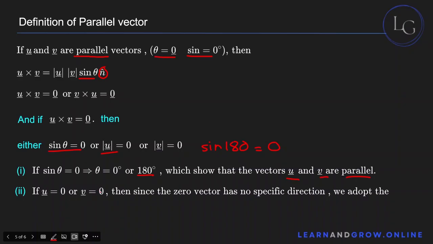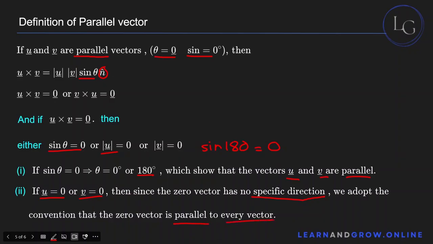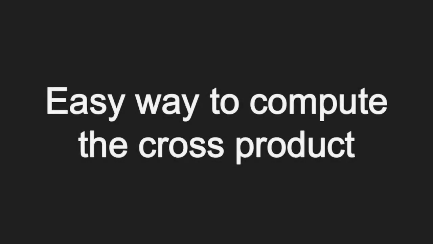If u is equal to 0 or v is equal to 0, then since the 0 vector has no specific direction, we adopt the convention that the 0 vector is parallel to every vector, right? The 0 vector is basically nothing, so it's basically parallel to everything. So that's just a very simple explanation. And this is very important to remember, this particular point. Since the 0 vector has no specific direction, that means that it is parallel to every vector. And so yeah, these are the two rules, and that's just it.